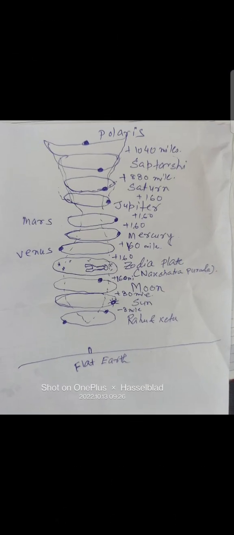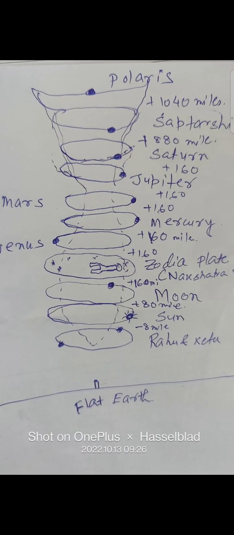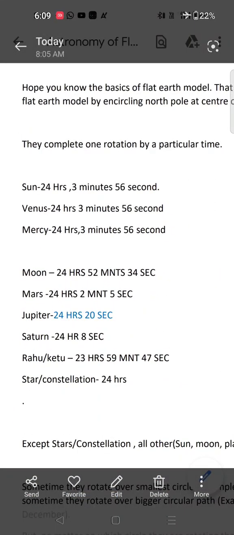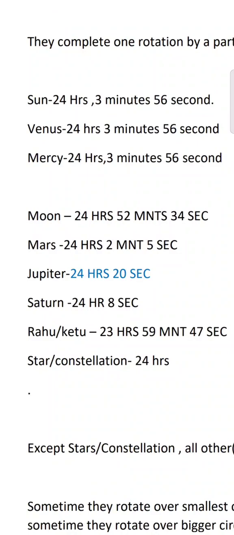The basics of the flat earth as per the Vedic model: above this flat earth we have Rahu and Ketu, then the Sun and Moon, then the zodiac plate, then Venus, Mercury, Mars, Jupiter, Saturn, Saptarishi and Polaris. They are layered one by one and rotating. To complete one rotation they take different times. What we have to do is take the star or constellation rotation as the initial frame of reference. That will be taken as the standard time of 24 hours, and the rest will be compared with the stars.